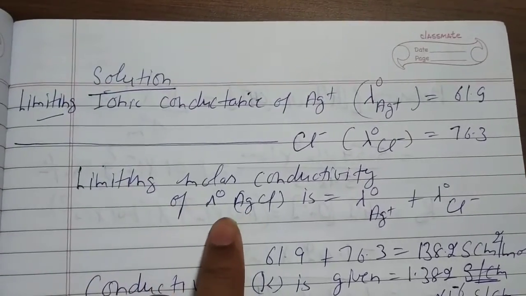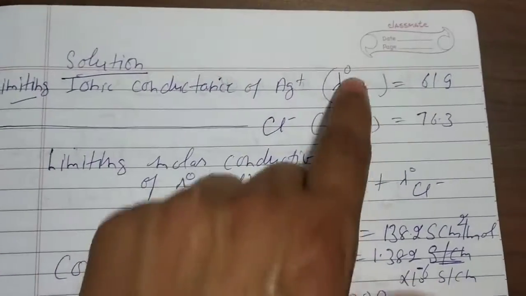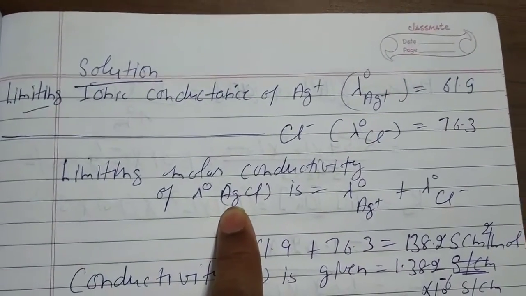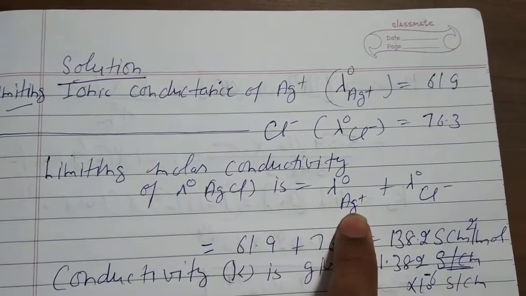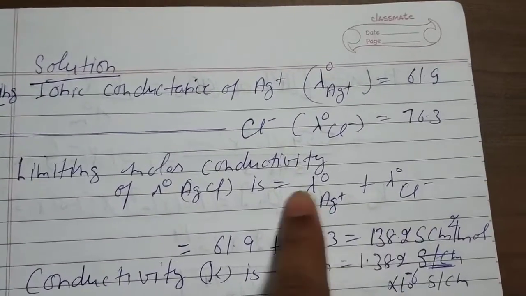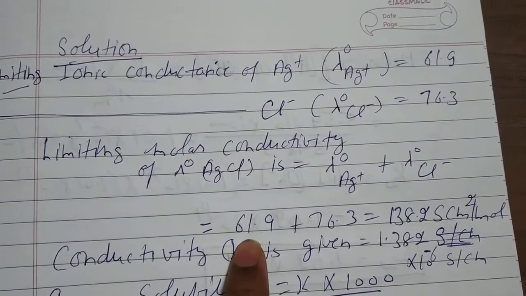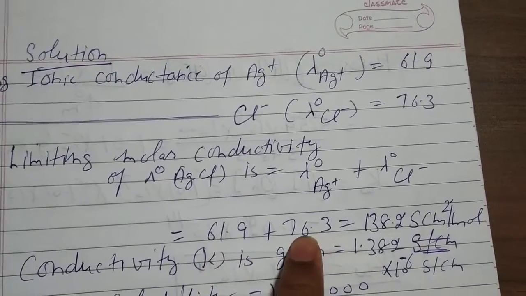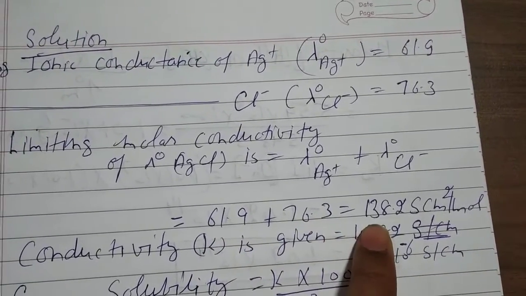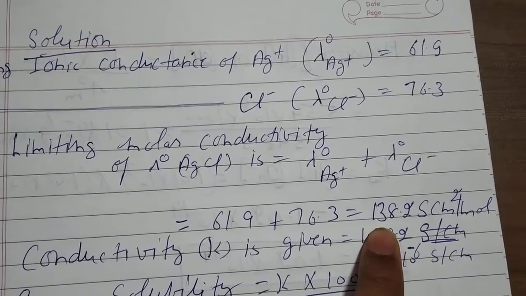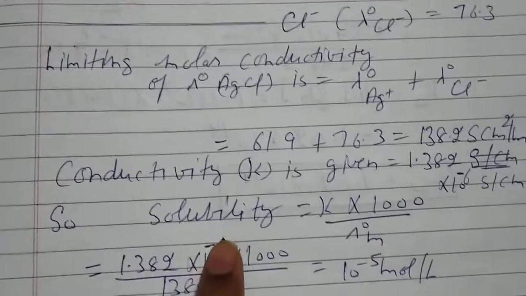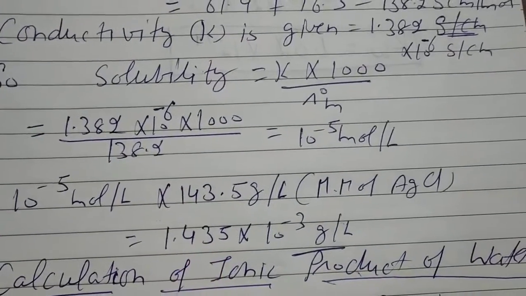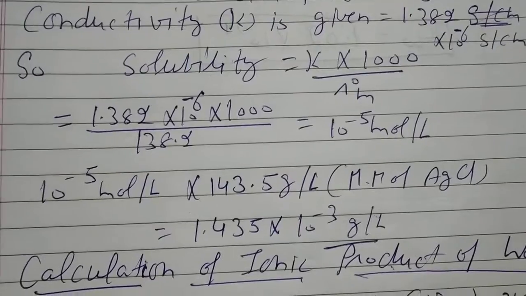So limiting molar conductance of AgCl will be the sum of these two. We know that the limiting molar conductivity of any compound is equal to the sum of the ionic conductivity of both the ions. So lambda naught Ag positive is 61.9, lambda naught Cl negative is 76.3. So this will be equal to 138.2 Siemens centimeter square per mole. Now conductivity is given 1.382 into 10 raised to power -6 Siemens per centimeter.